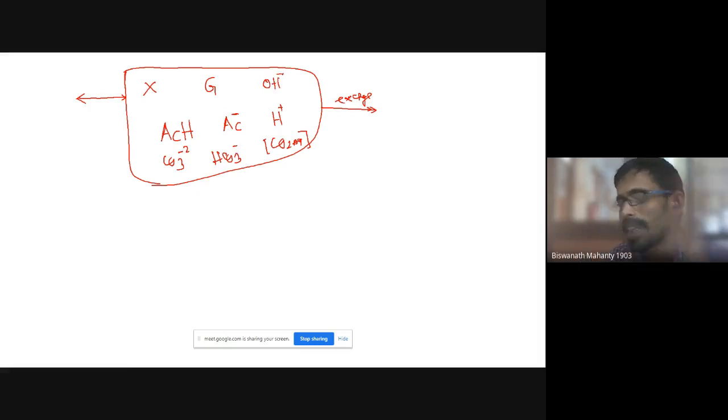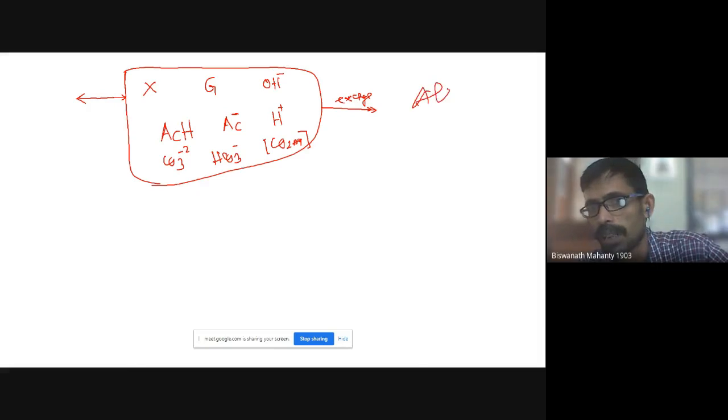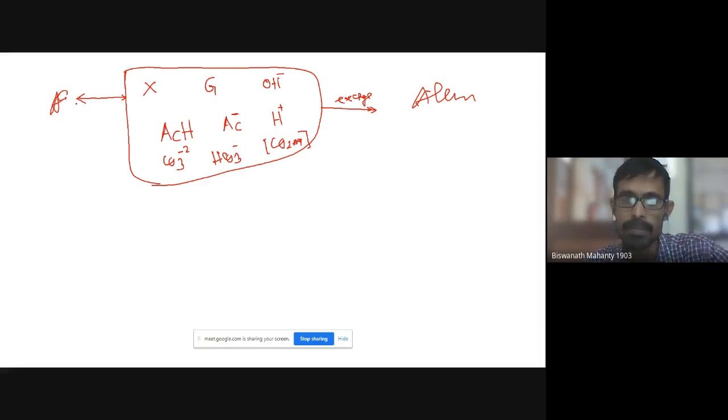So the whole thing in my container, if I visualize in a very detailed way, I will have glucose, I will have acetic acid, I can have acetate, I am having hydrogen, I can have carbonate, bicarbonate, carbon dioxide dissolved in water, and this is the atmosphere. Anyway, is this the whole picture, can I say? Yes or no? Anything you expect more or less?